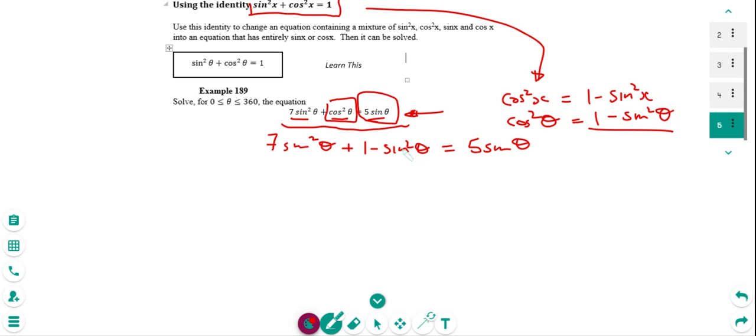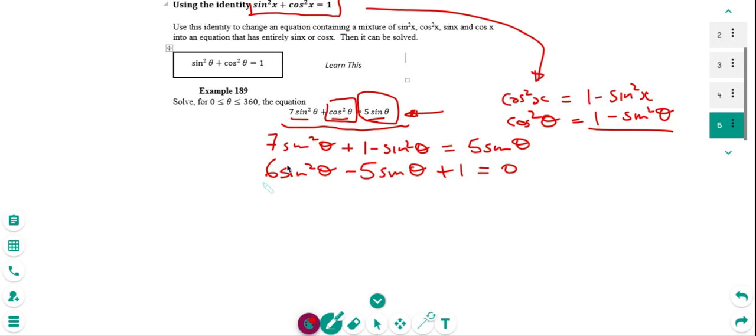theta. And this is looking a bit like a quadratic now. If we rearrange it and tidy it up, take away the sine squared theta from 7 sine squared theta, we get 6 sine squared theta minus 5 sine theta plus 1 equals 0. So we've got it equal to 0 like we do with all quadratics.